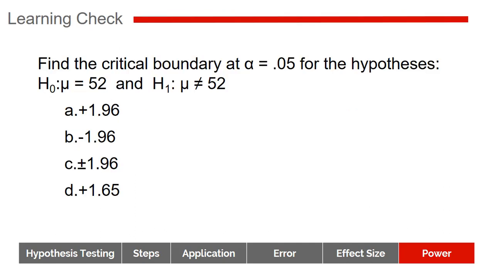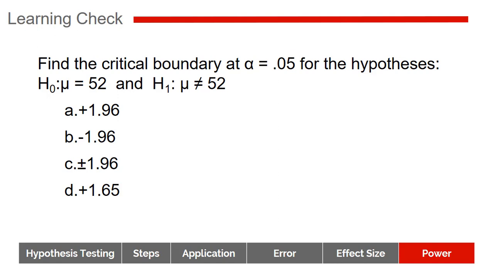Let's try another one. Find the critical boundary at 0.05 for these hypotheses. The null is that the mu is equal to 52, and the alternative is that the mu is not equal to 52. Well, this is going to be more familiar because this is the type of non-directional two-tailed hypotheses that we've been dealing with. So we are familiar with this.